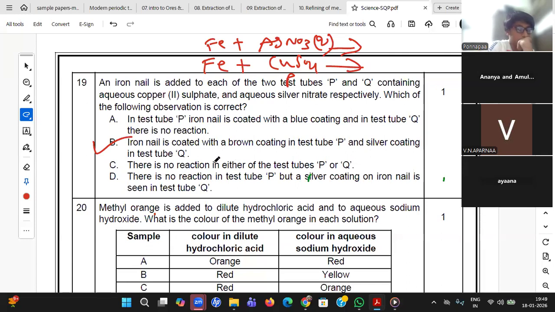So first of all, there will be color changes. No reaction, no reaction, wrong. Okay, iron is more reactive than copper, so definitely iron will replace it, so no reaction is wrong. I think only B is satisfying. The remaining ones have no reaction, but only this has the silver coating. So B is the right answer.